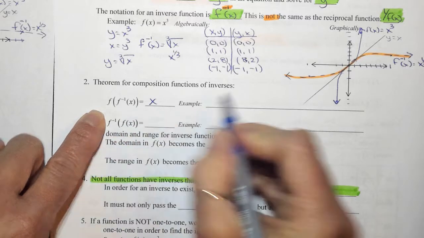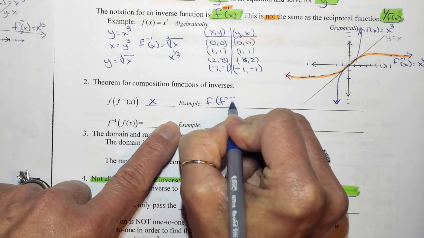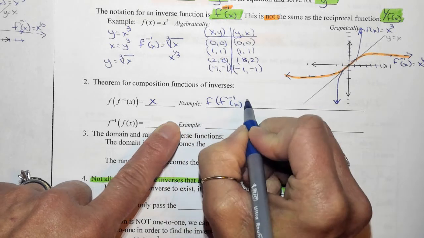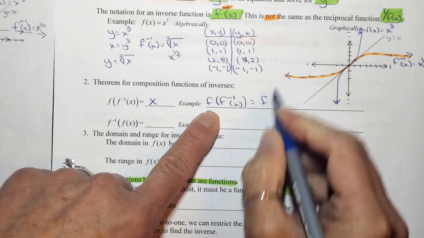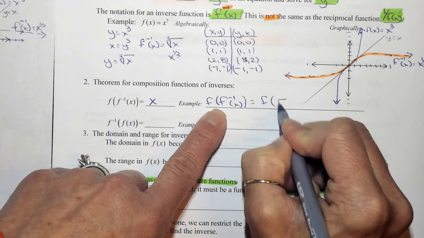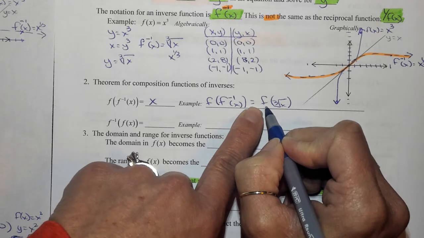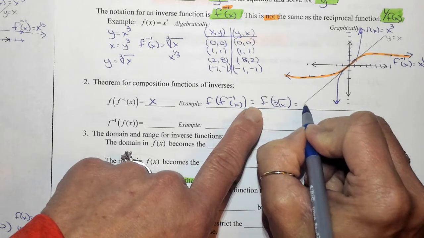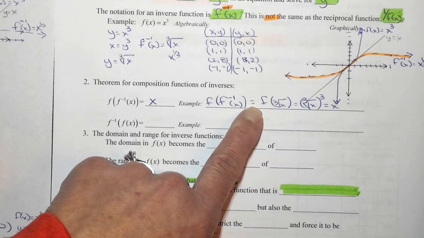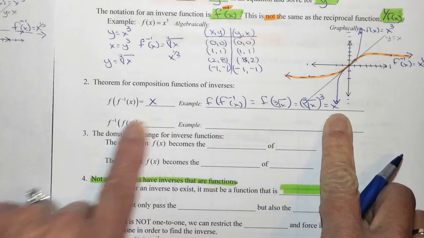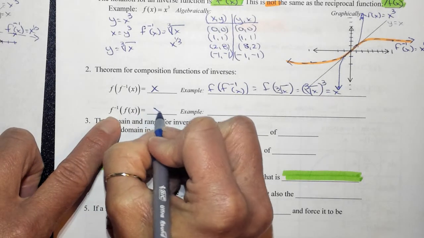For example, f of f to the negative 1 of x would be equal to f. Remember, the inverse was the cube root of x. Put this into my f of x function, which is cubed. So this would be the cube root of x cubed, which is x. Proven.